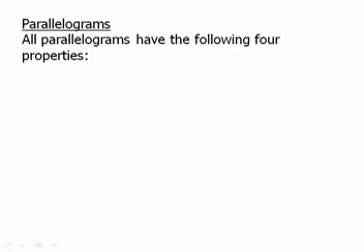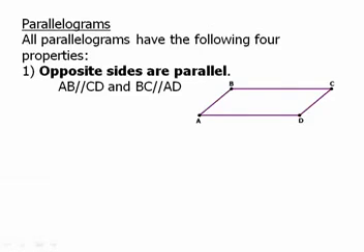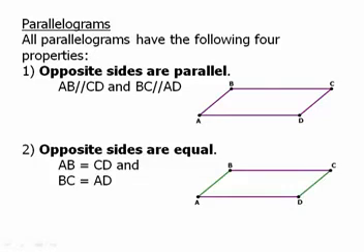Now we can start talking about the special quadrilaterals, the more elite quadrilaterals that are more common on the test. The parallelogram. All parallelograms have the following 4 properties. Property number 1, opposite sides are parallel. This is kind of the definition of a parallelogram. So AB is parallel to CD, and AD is parallel to BC. Property number 2, opposite sides are equal. So AB equals CD, and BC equals AD.